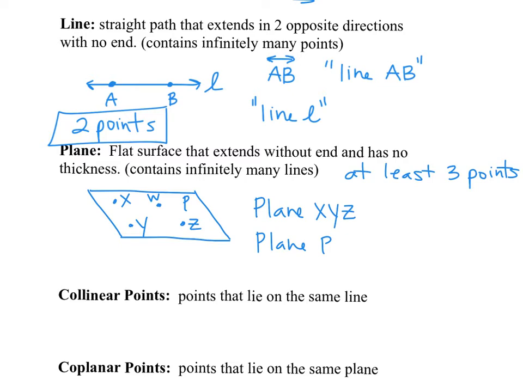Okay, so how many points do you need to name a plane? 3 or more, right? You need 3 or more points, and then you have your plane. I'm going to write this up here just so you don't get confused. So it's at least 3 points that don't lie on the same line. Okay. All right, so that's planes.